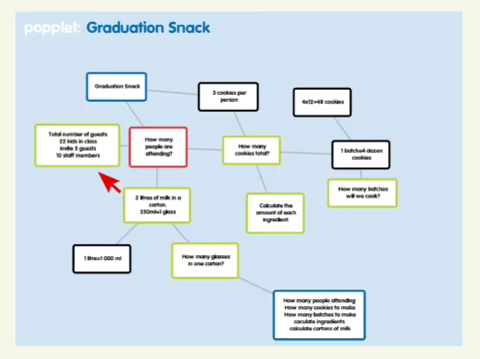The green boxes mean that you have to calculate. Total number of guests: 22 kids in class, invite 5 guests each, and 10 staff members. That's what I need to remember.